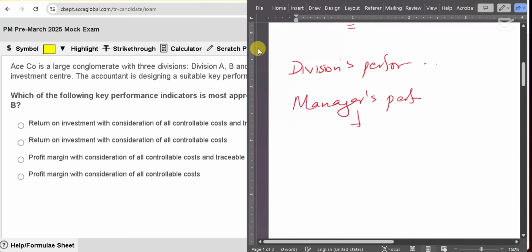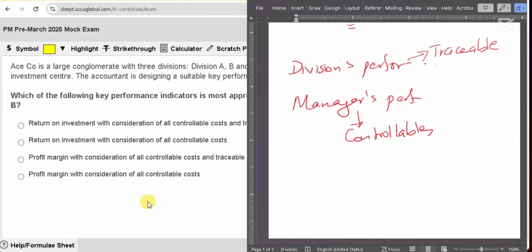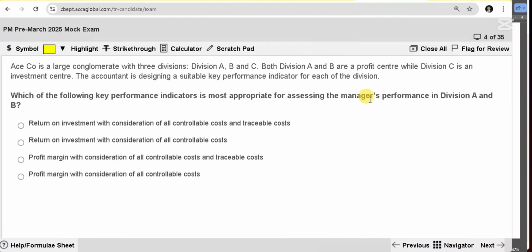If it is manager's performance, only controllable items must be included. If it is divisional performance, controllable as well as traceable. Anything that is specifically attributable to that division can be taken, traceable cost. So here, since it is manager's performance, question is about manager's performance, you must take profit margin with consideration of all controllable costs only.